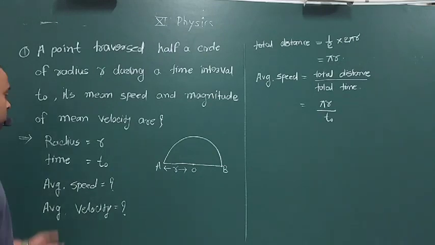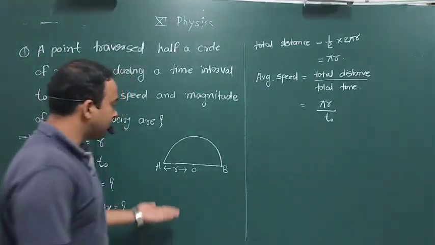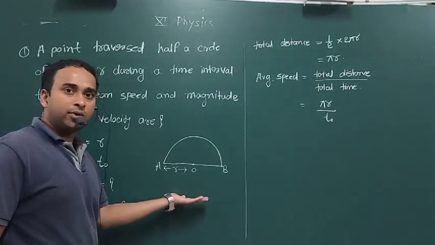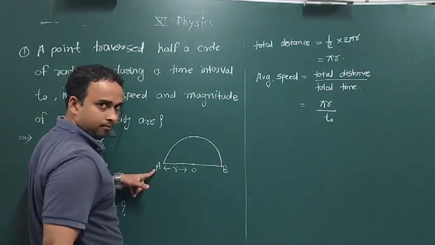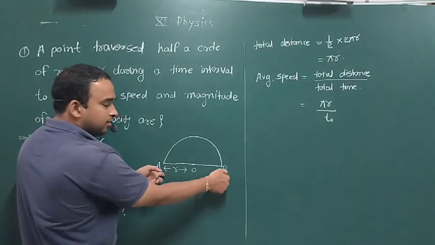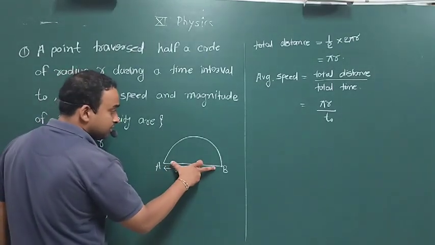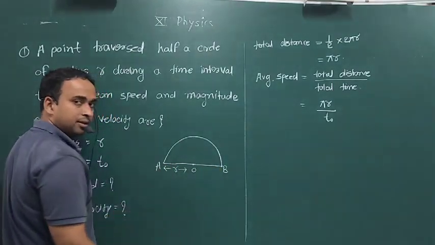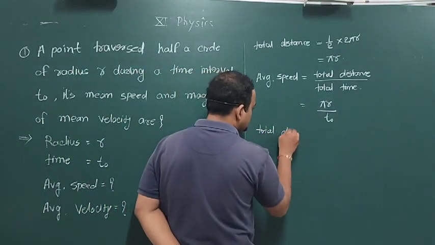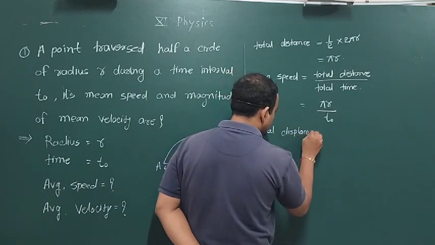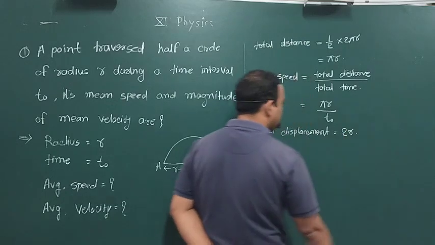Okay, now to find the average velocity. The formula for velocity is displacement upon time. The particle starts from point A and ends at the point B. That means the shortest distance between A and B is known as displacement. So the shortest distance is this, that means the diameter of the circle. So the total displacement is equal to the diameter, that means 2r.